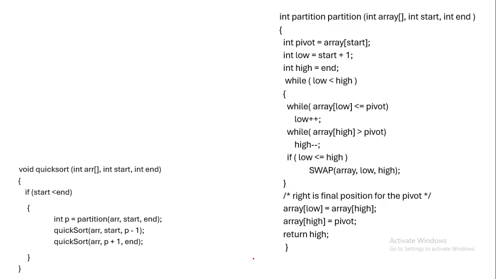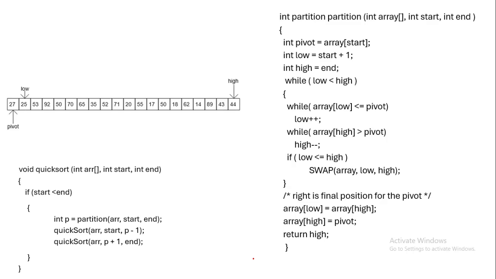Now we will see how the partitioning function works. As you have seen, we can pick any element as the pivot element. In the partition function, we are picking the first element as the pivot element.